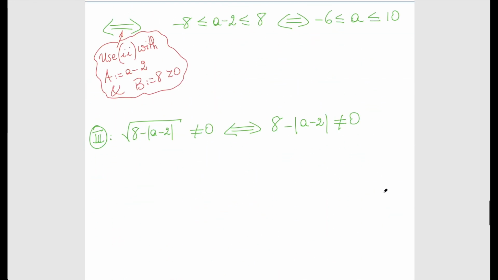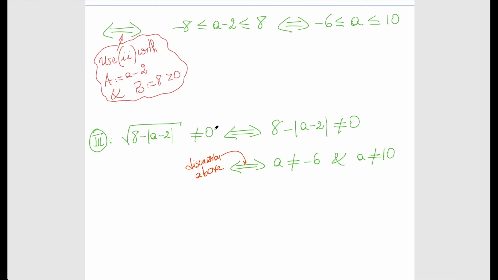So this is from above, right? Discussion above. This is the same as saying that a is not negative 6 and a is not 10. Correct?